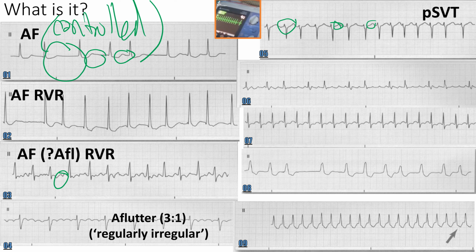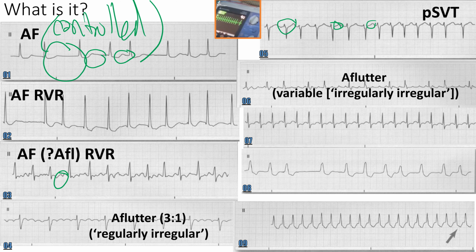A flutter? Looks like a flutter, and it's irregular. There's not really a pattern to that. Okay. So is it fast or slow? If that's a 6-second strip, looks a little fast, right? 3, 5, 6, 7, 8, 9, 10, 11, 12. So A flutter at a rate of 120. So that's A flutter RVR.